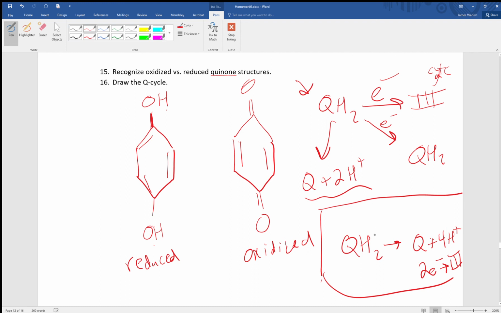And the QH2 will become a Q, but these 4 protons here will be donated and pumped into the intermembrane space of the mitochondria.